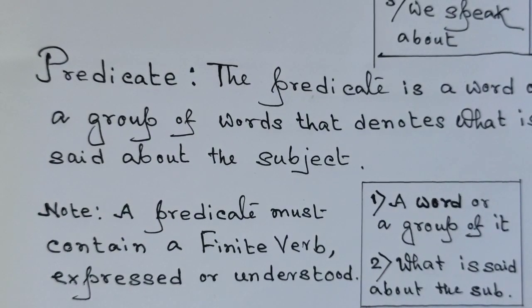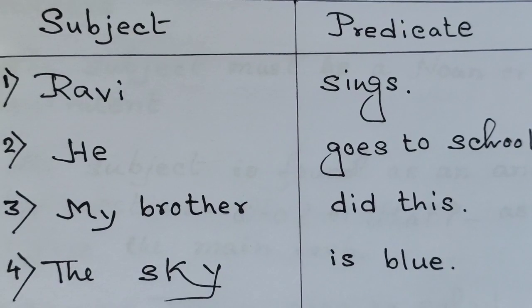Let's have a look at the note written over there. A predicate must contain a finite verb. This is a very important point. Without a finite verb, there could be no predicate at all. And the second point is written over there, expressed or understood. Sometimes it is written or spoken, and sometimes it is not written or spoken, and that is why we can say it is understood. Let's have a quick look at some of the simplest examples possible.